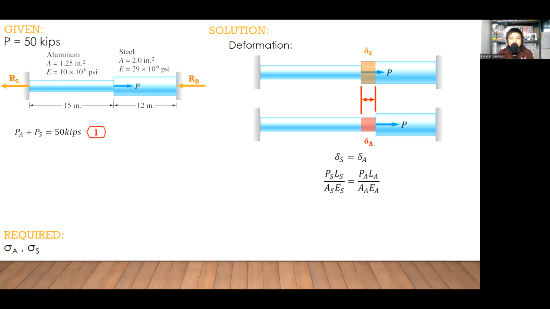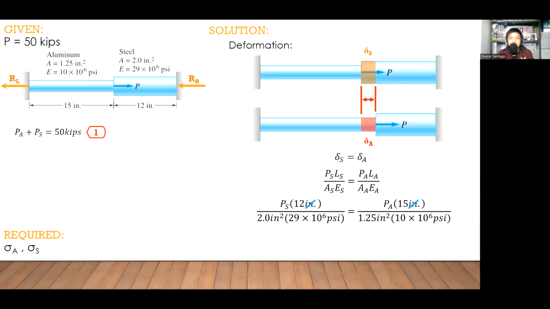If we now substitute the different data, we have P sub S times the length of the steel material, which is 12 inches, divided by the area of that steel material, which is 2 square inch, then times the value of E sub S, which is 29 times 10 raised to 6 psi. It is equal to, for the case of aluminum, P sub A multiplied by its length, that is 15 inches, divided by the area of the aluminum, which is 1.25 square inch, then multiplied by E, that is 10 times 10 raised to 6 psi.